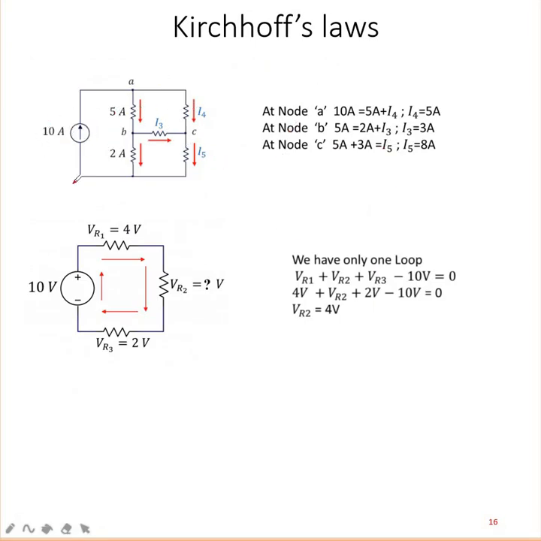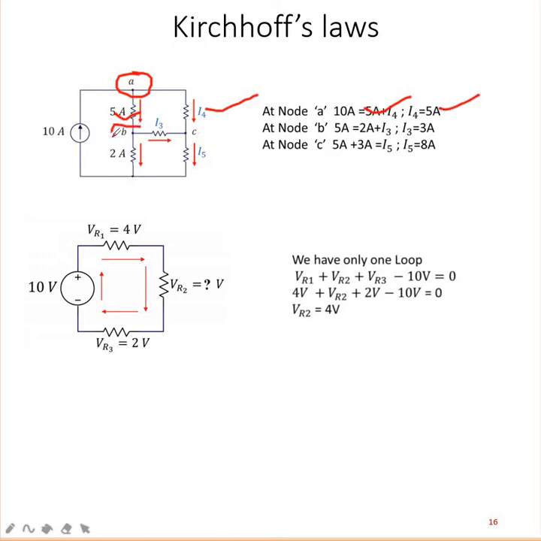Here a current source is given, and nodes A, B, C are given. Then you are going to find out the currents. At node A, 10 amps is coming up to here and it will divide further. So 10 is equal to 5A plus I4. From that, 10 minus 5, you can find I4.